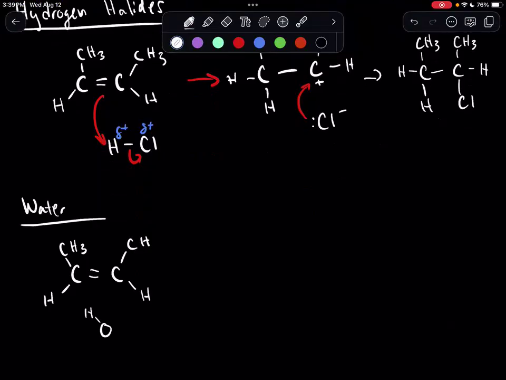H, bond to O, H. And I've separated out one of the hydrogen bonds just to make this simple. Go ahead, pause the video, try and draw out this reaction mechanism, and then come back, and I'm going to do it right now.